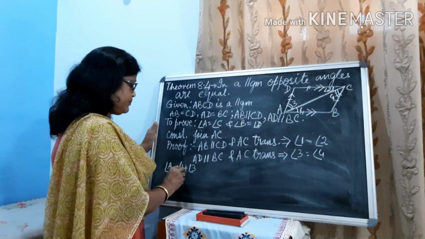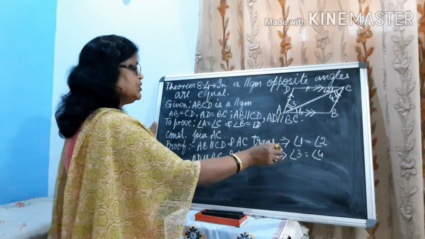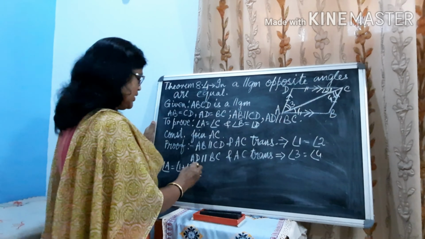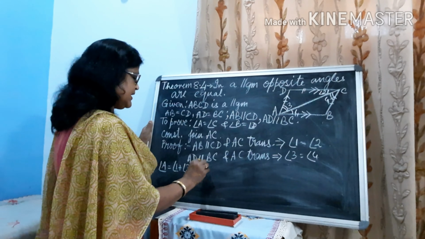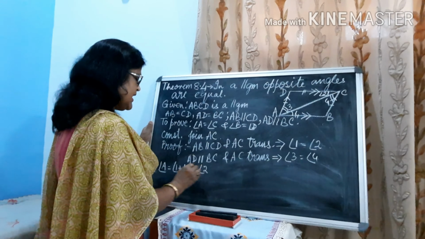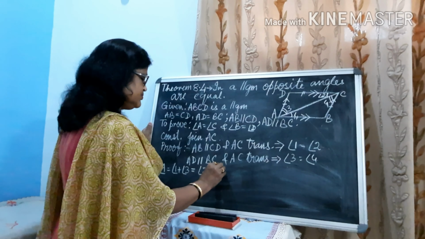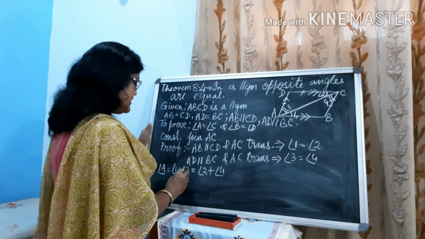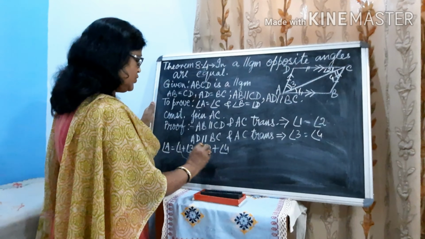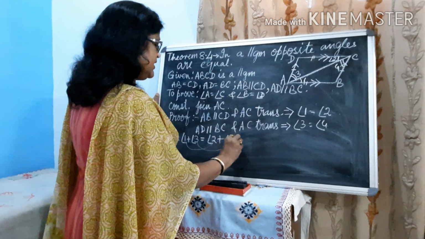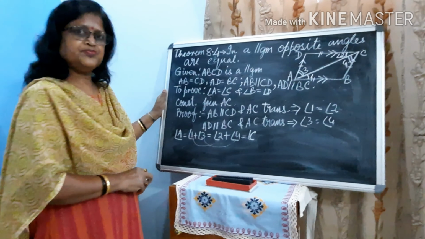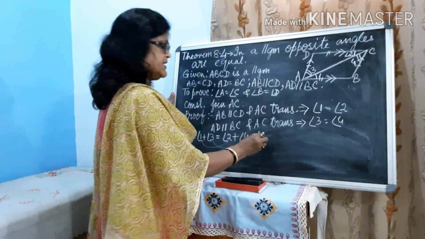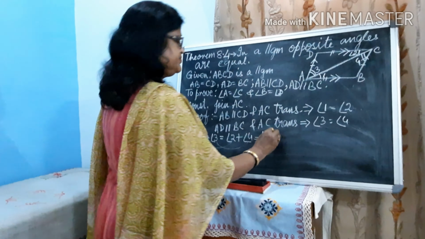But if I replace this 1 by 2 and 3 by 4, what do I get, children? That can be written as, angle 1 is 2 and 3 is 4. If 1 is replaced by 2 and 3 by 4, what do we get? Angle C. Yes or no? Yes. Hence, this is proved.